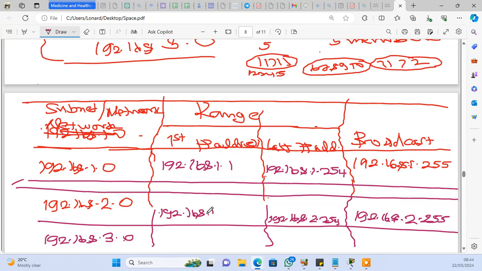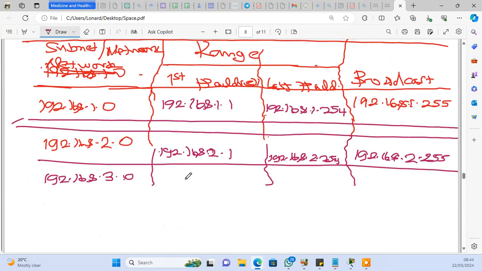Even here you can actually say you have to add 192.168.1, dot 2, then dot 1. Because on this, if you have a network address, the first usable IP address, you add 1. If you have the broadcast, you subtract 1 to get the last usable IP address.